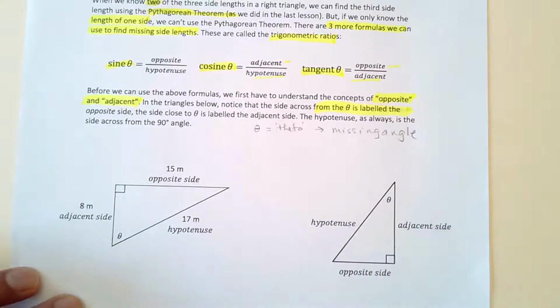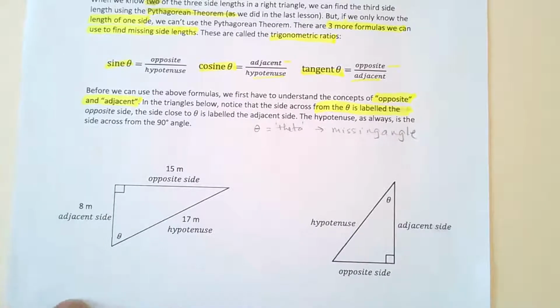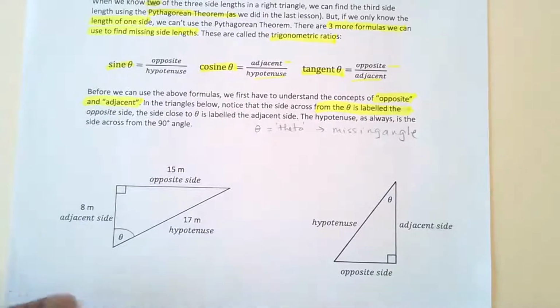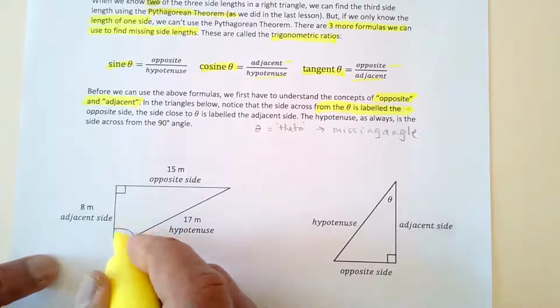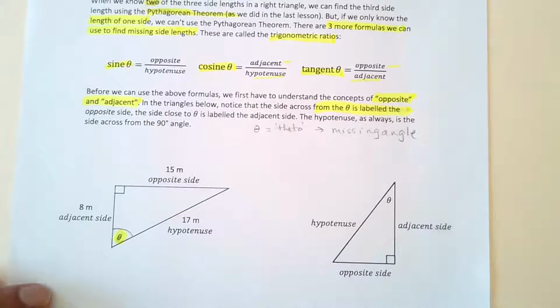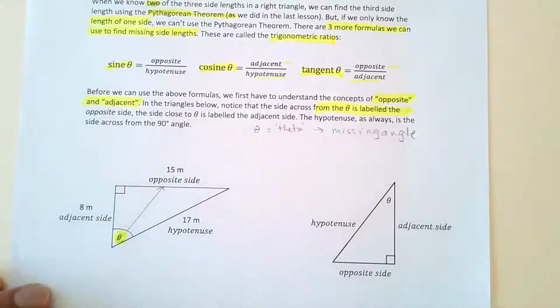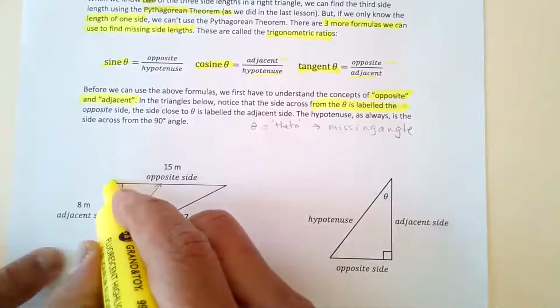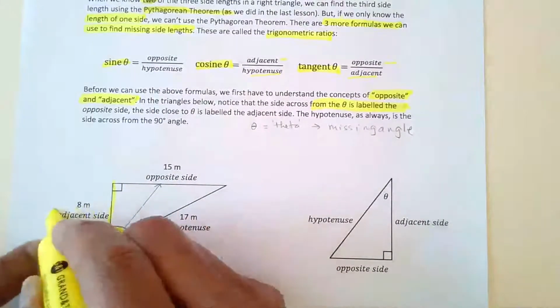Now, how do we label our sides? First of all, we look at our reference angle, theta. So this is my theta here. Using theta, the side opposite theta is called the opposite side. Now, the side adjacent to theta, this side here, is called the adjacent side.